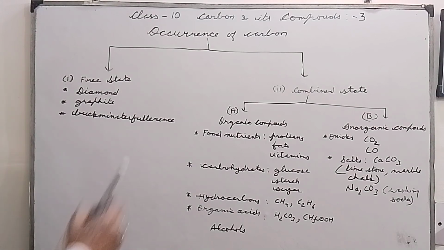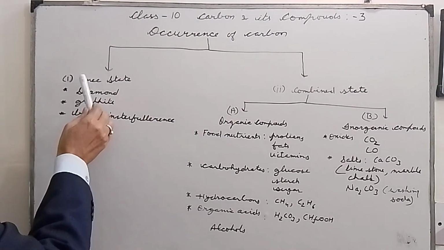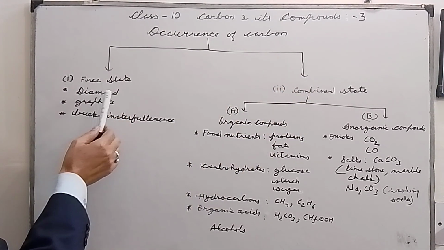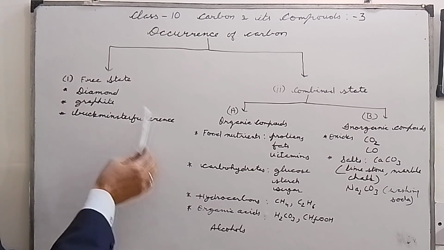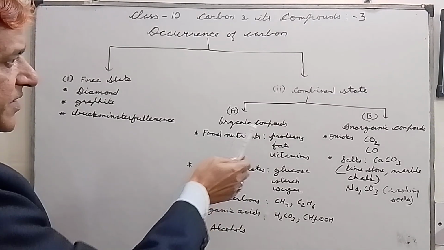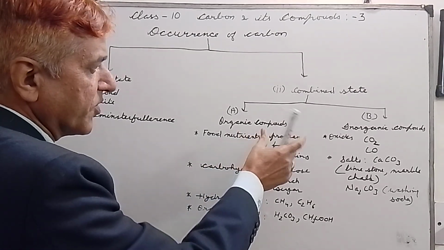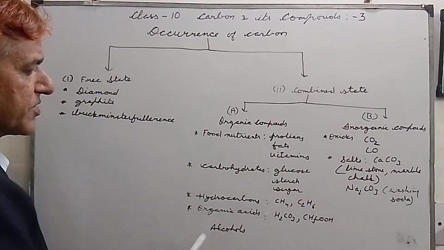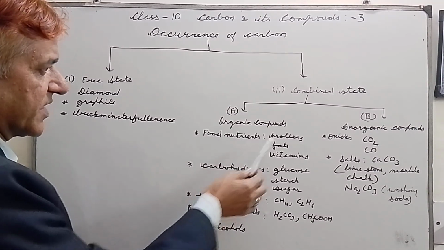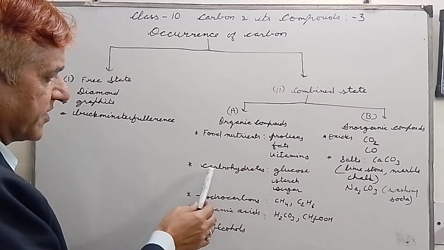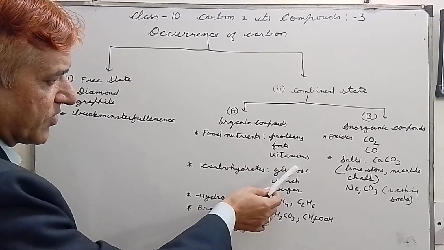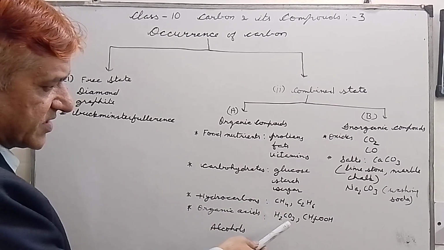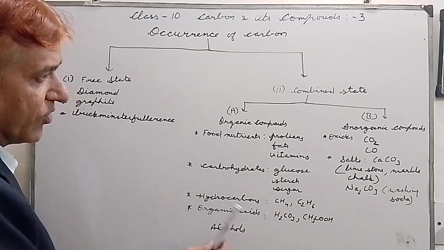Once again, let me tell you, carbon is found in actually two states, free state and combined state. In free state are found diamond, graphite and Buckminster fullerenes. And in combined state, actually two types of carbon compounds are there: organic compounds and inorganic compounds. And organic compounds include food nutrients, which are proteins, fats, vitamins, and carbohydrates, which include glucose, sugar and starch, hydrocarbons, methane, ethane, organic acids, carbonic acid, acetic acid and alcohols.